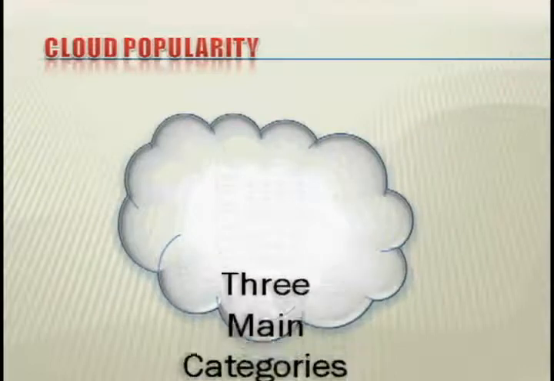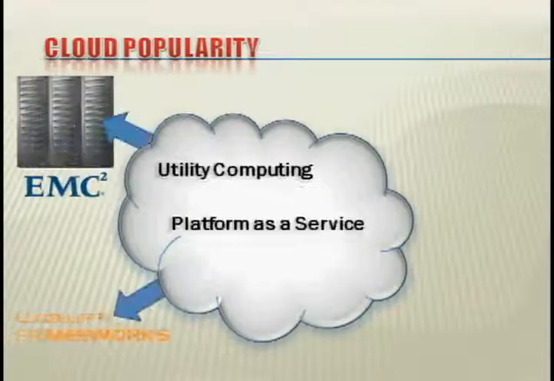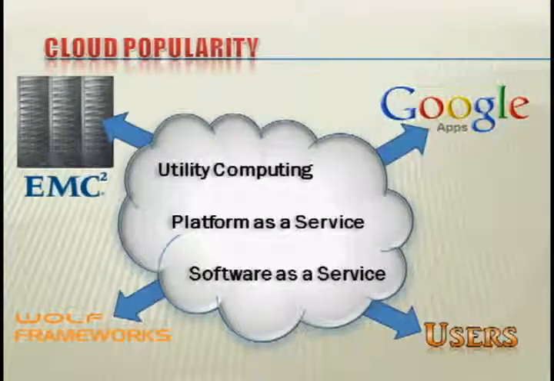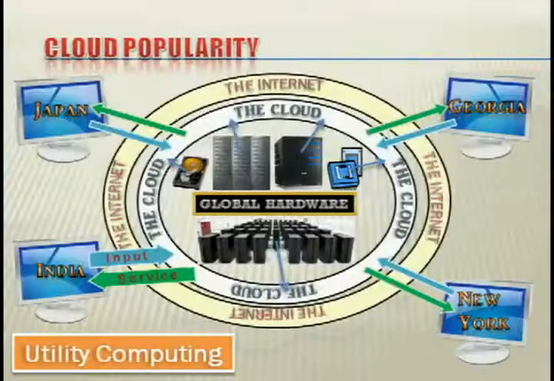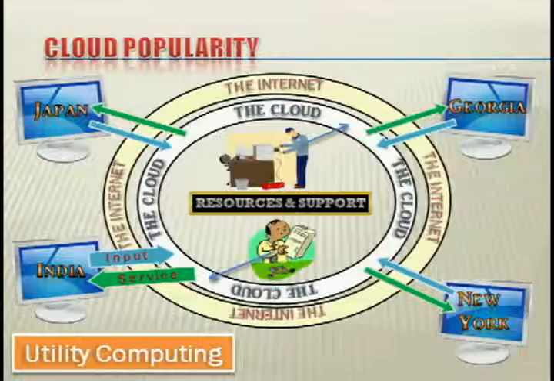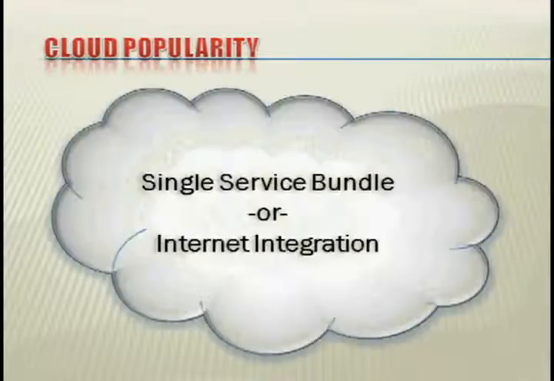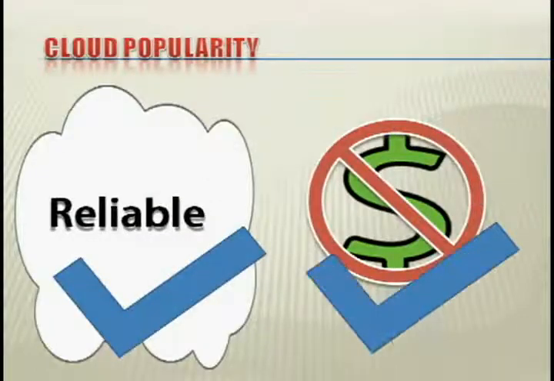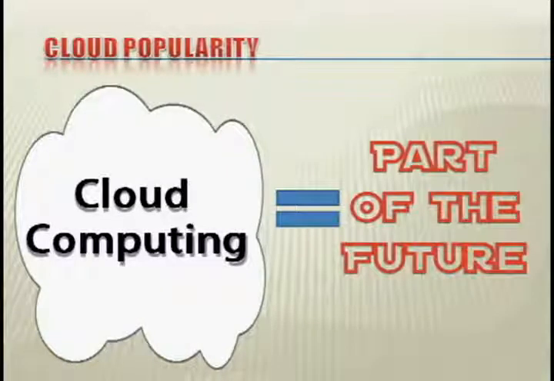The three main cloud categories are utility computing, platform as a service, and software as a service. Some services of cloud computing include file storage, data processing, application maintenance, and application development. By combining services like these, cloud computing can provide home users with a cheaper and more reliable alternative to desktop computers. In the end, it is, and will be, part of the future somehow.